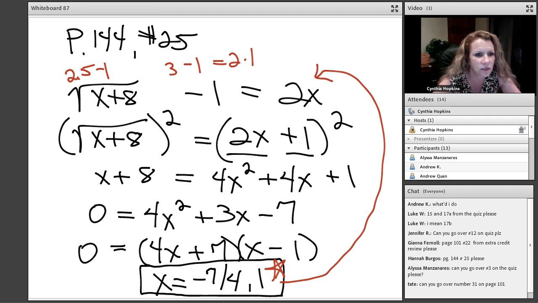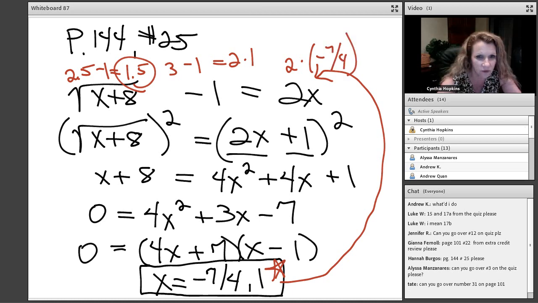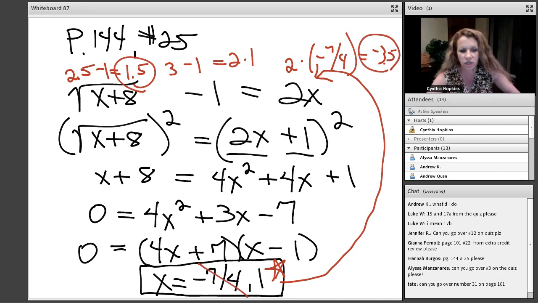Minus 1, so this left side of my equal sign equals 1.5. On the right side, I'm doing 2 times negative 7/4, and of course I'm going to get a negative. So 2 times negative 7/4, and I get negative 3.5. Well, those are clearly not equal, and so this is an extraneous root and needs to be rejected.